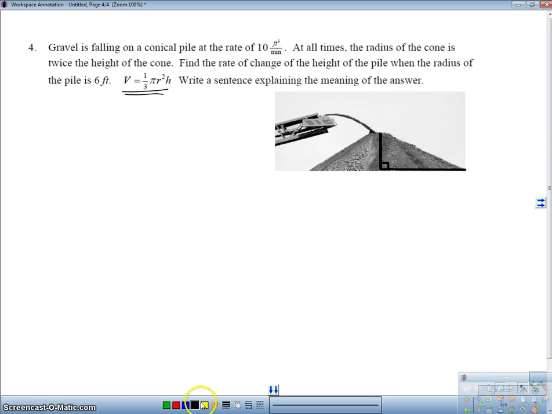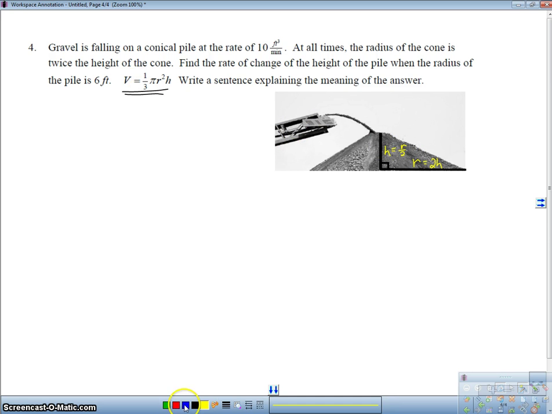I'm going to use yellow here so it pops up a little bit better. We know that this down here is r, and this is the height. We know from the problem that the radius is twice the height, so the radius is equal to 2h. Another way of writing that is h equals r over 2. This is a secondary relationship that we're going to need here.